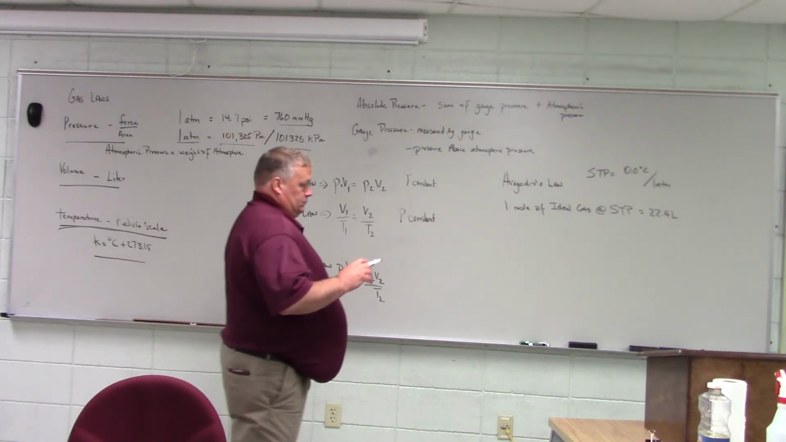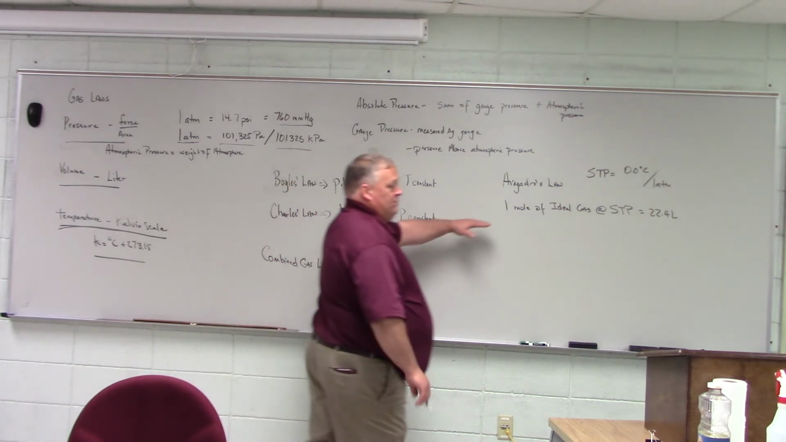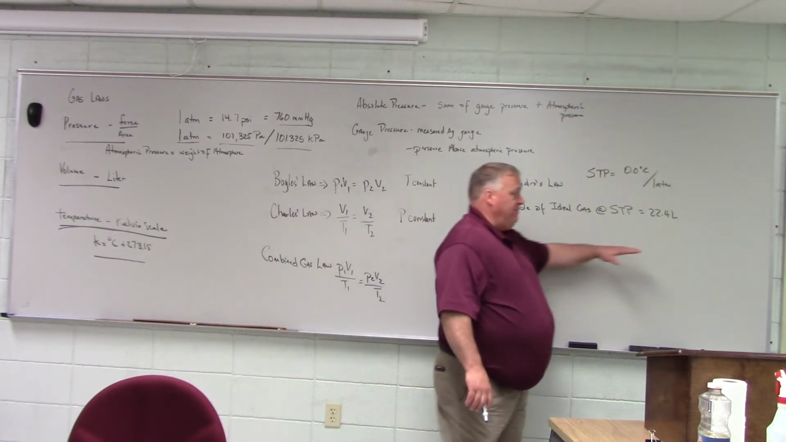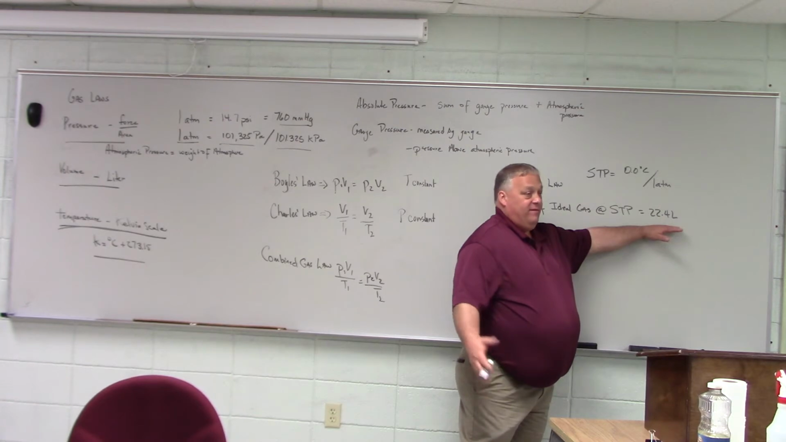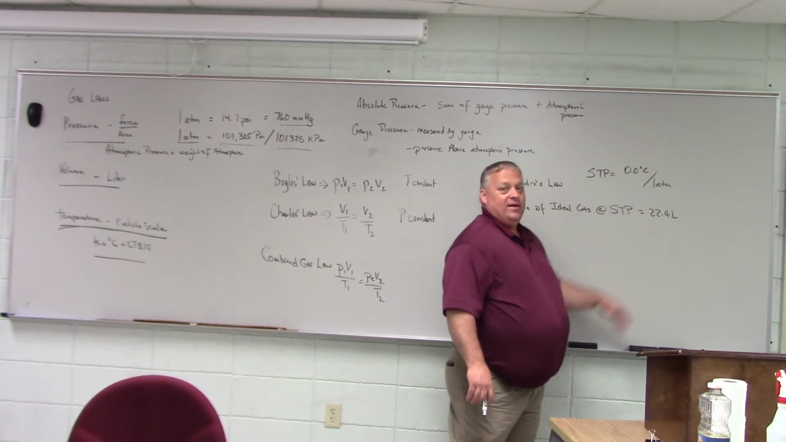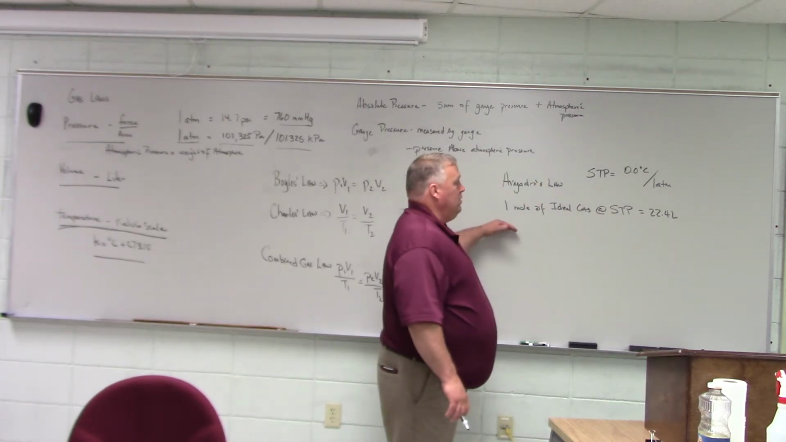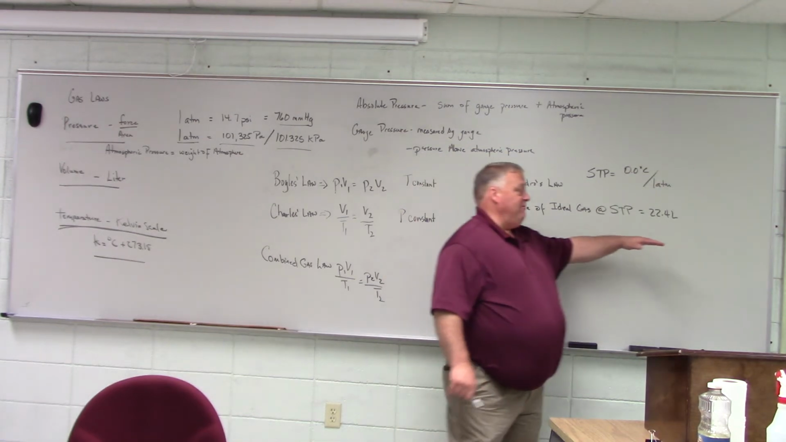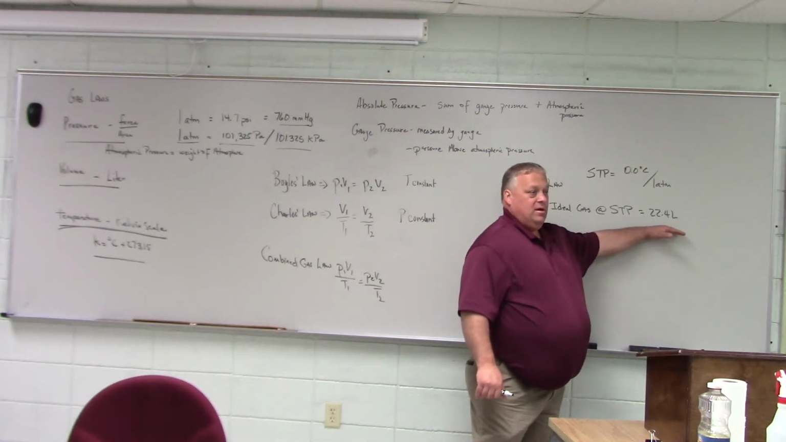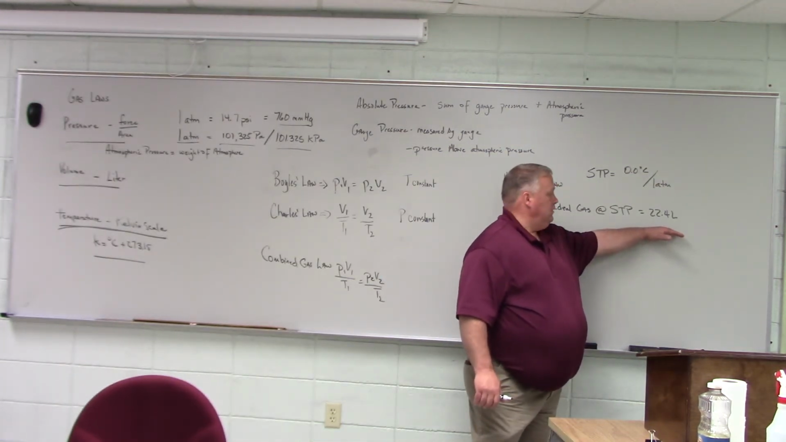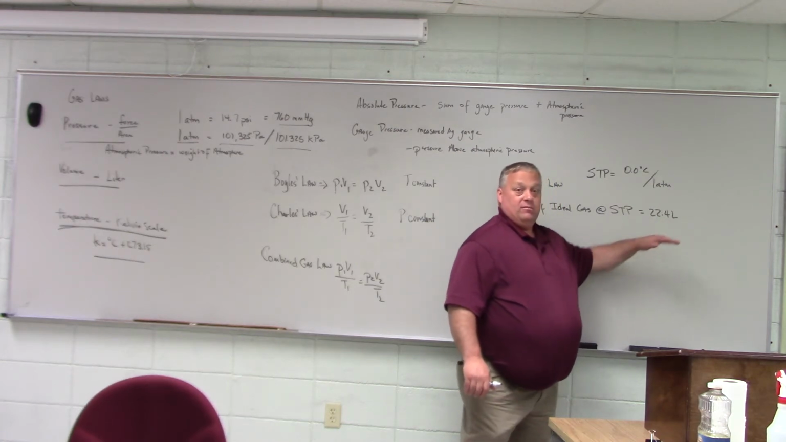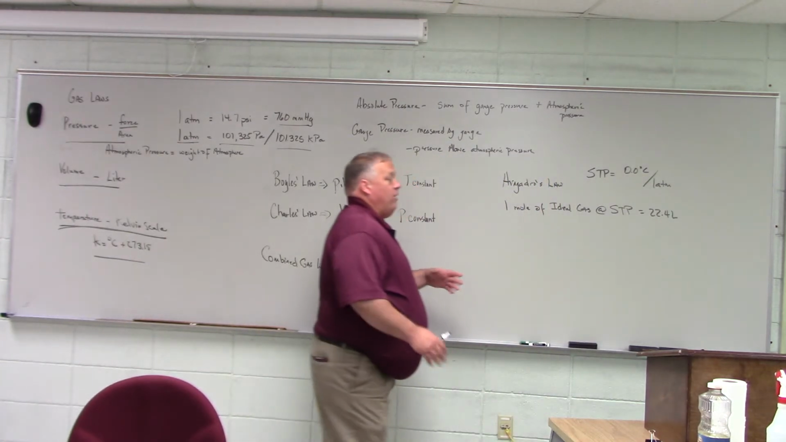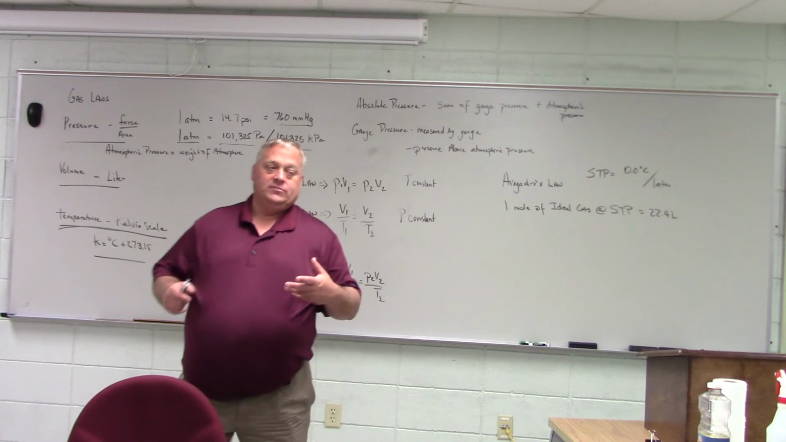Now, if I have 2 moles of an ideal gas, it would have a volume of 44.8 liters. If I have half a mole of ideal gas, it would have a volume of 11.2 liters, right? Okay? Now, what's an ideal gas?